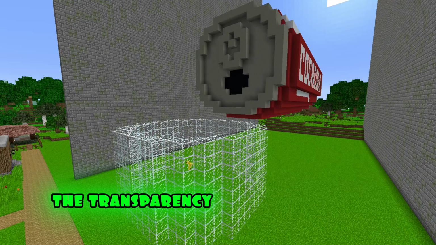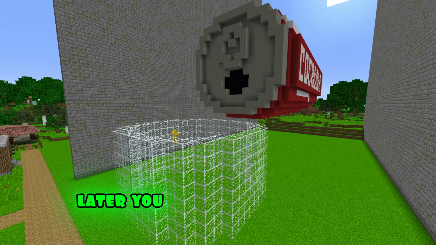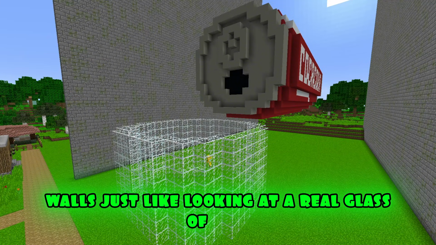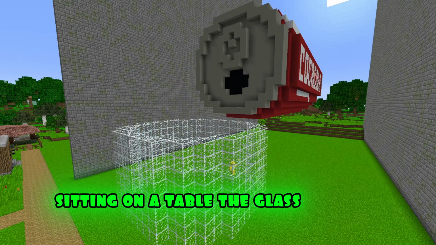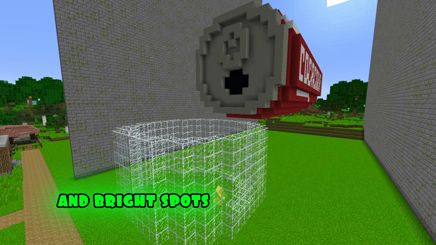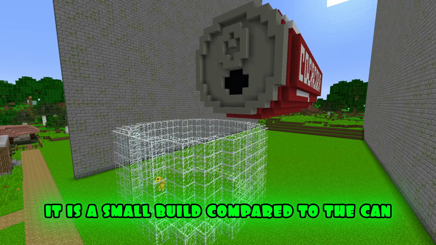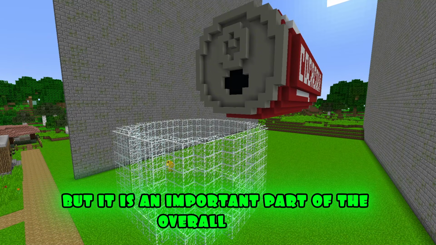The transparency is the key feature here. When Banana Kid adds liquid inside later, you will be able to see it through the glass walls, just like looking at a real glass of cola sitting on a table. The glass catches light in Minecraft too, creating little reflections and bright spots that make it look shiny and clean. It is a small build compared to the can, but it is an important part of the overall scene.